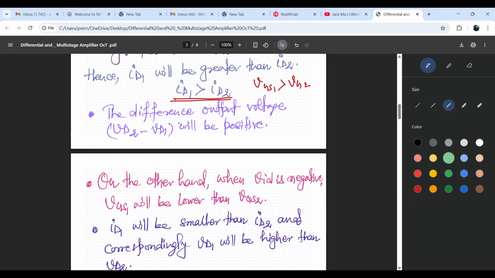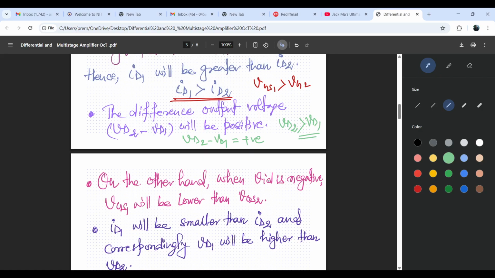So the difference of output voltage will be positive. That is, VD2 minus VD1 will be a positive value because ID will be less. So the overall voltage drop will be less in the case of VD2. So VD2 will be greater than VD1. Is it okay? Simple.